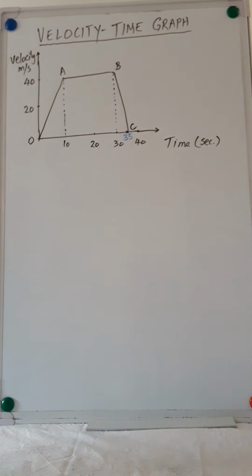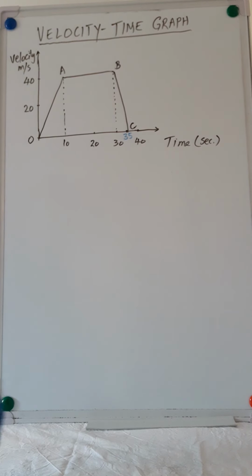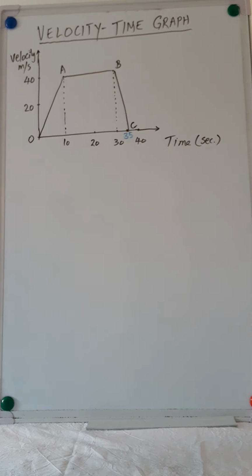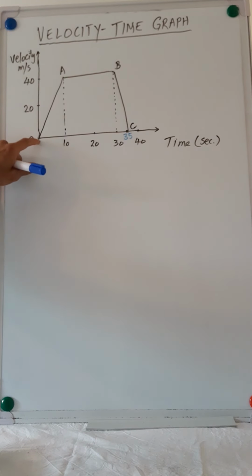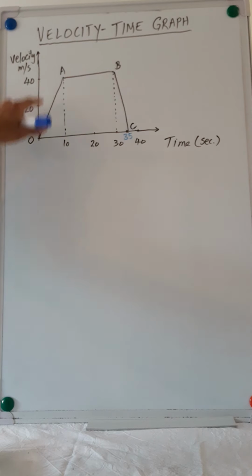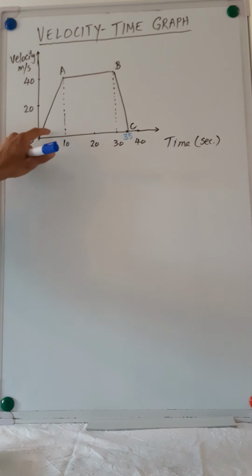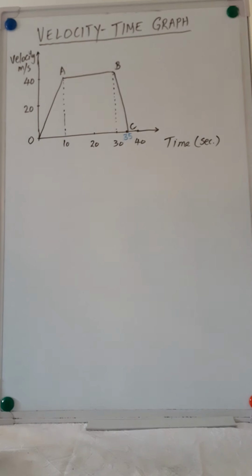In the last video we talked about speed, velocity and acceleration and also the distance time graph. Now this video is about the velocity time graph. So if we consider an object moving from O to A, and this is velocity, it starts from rest, its velocity is 0, then it reaches a velocity of 40 meters per second, and it takes 10 seconds to do that.